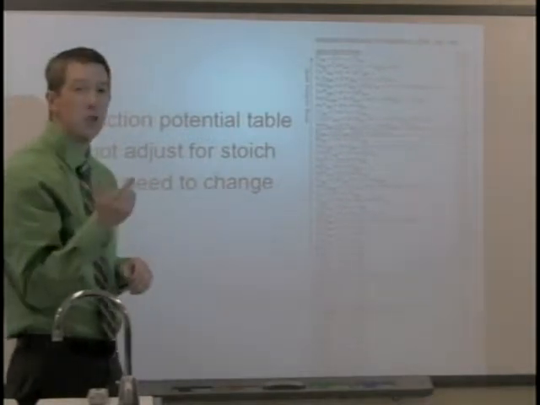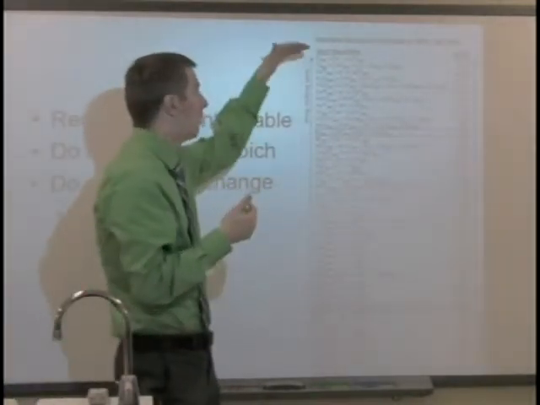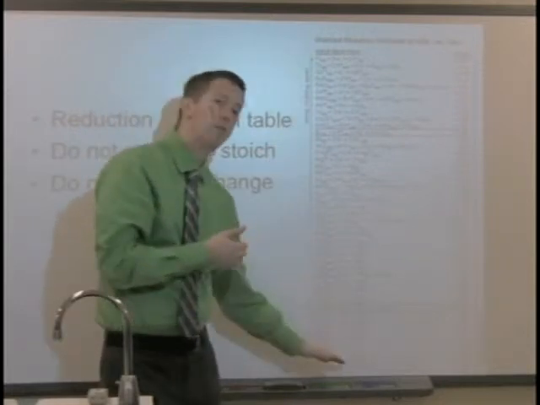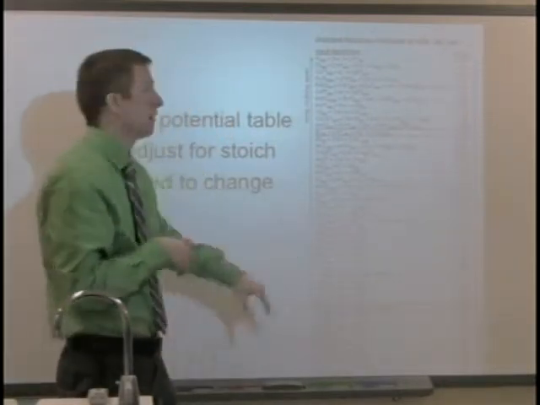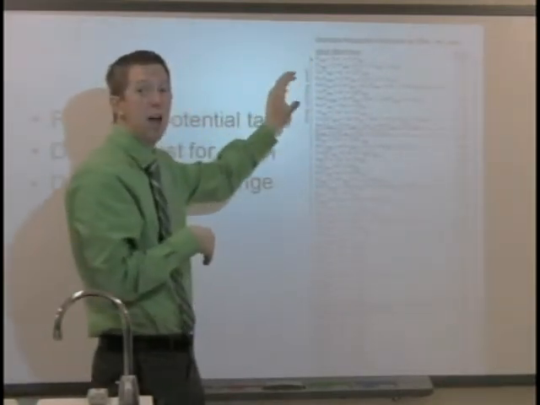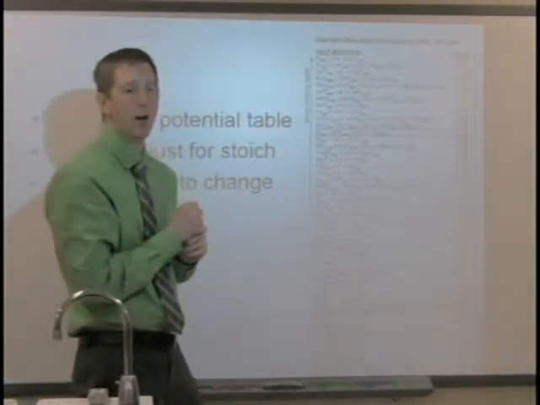Strong oxidizing agent means the things that are easily reduced are up high. Things that are not easily reduced are down low. And things easily reduced up high are going to be the cathode. Important when we plug into that equation here in a little bit.